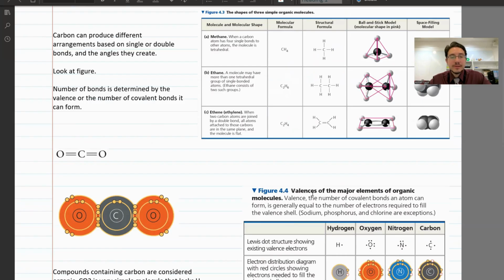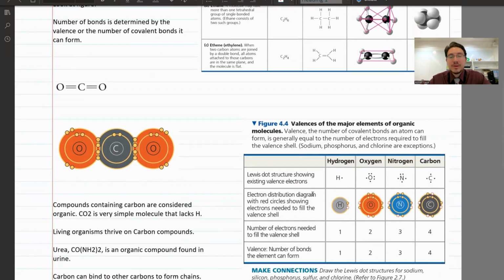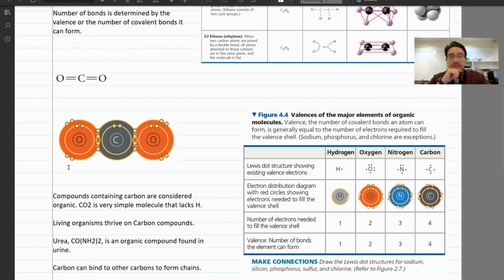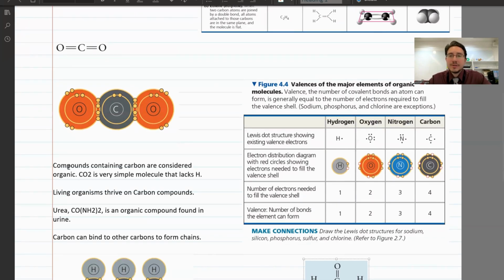Okay. Let's take a look here at carbon dioxide. This is another example. You have a central carbon here, double bonded to two oxygen molecules. Okay. Carbon dioxide. Compounds containing carbon are considered organic. There are some exceptions though. Carbon dioxide is an incredibly simple molecule. It lacks hydrogen. Generally, organic molecules would also have hydrogen. Okay. So the idea being still, living organisms thrive on carbon compounds.